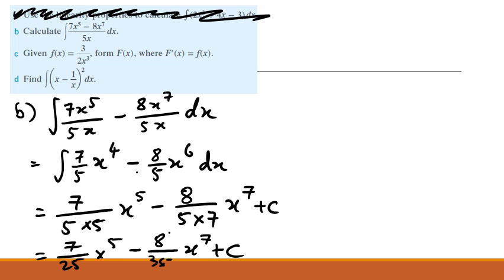Fairly straightforward, yeah. Now, C, you need to do a little bit of manipulation. We want to find the integral of 3 over 2x cubed. What do we need to do first to make our lives easier?